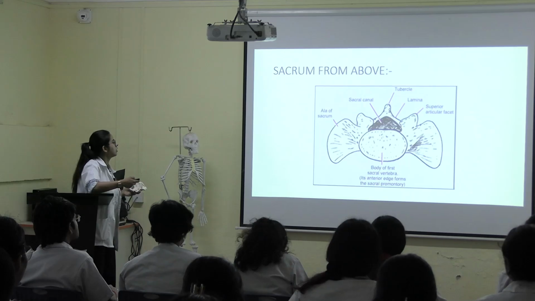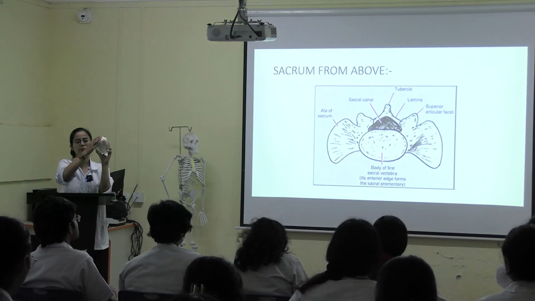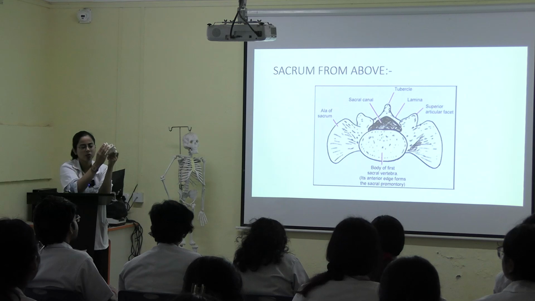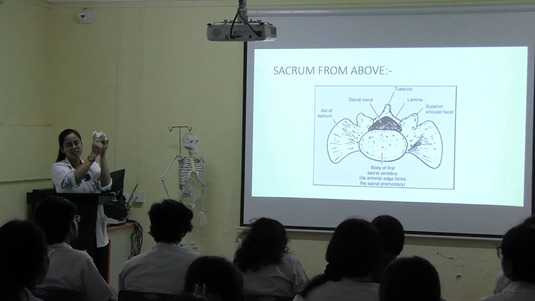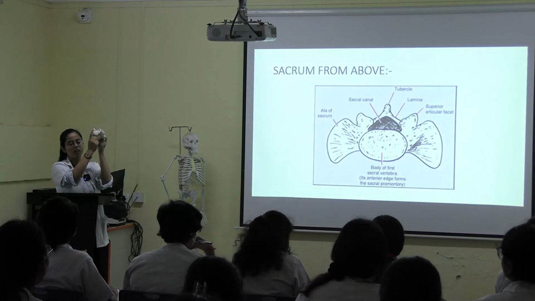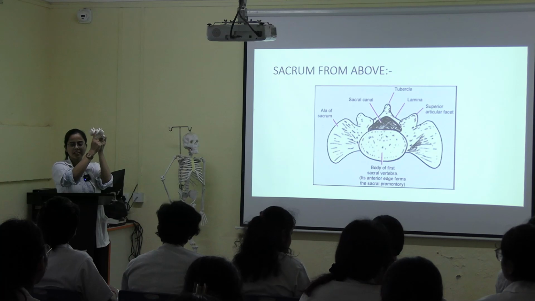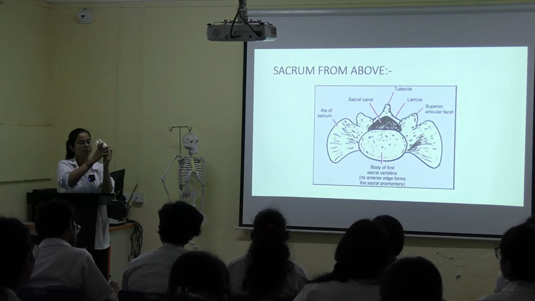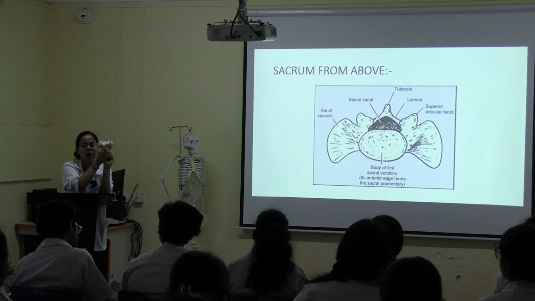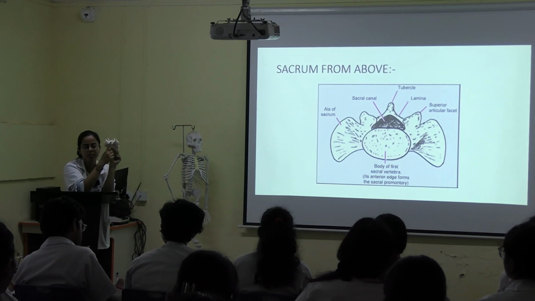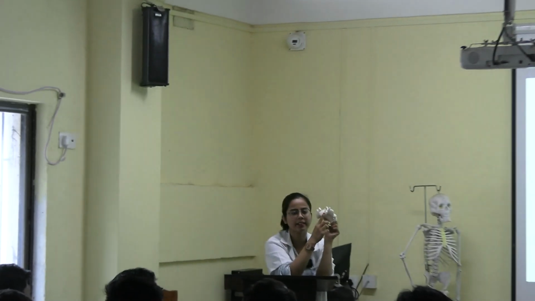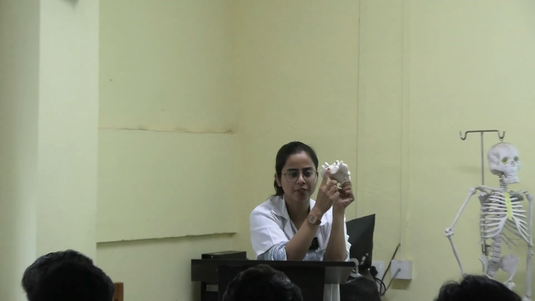Clear? Now the sacrum from above. So this is how the sacrum looks from above. It has 3 parts: this is the median part and these are the 2 lateral parts. Clear? So how is this median part formed? What is this part of the vertebra called? Body of the vertebra. So it is formed by the body of the first sacral vertebra.